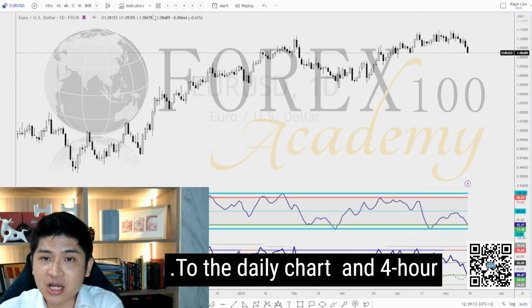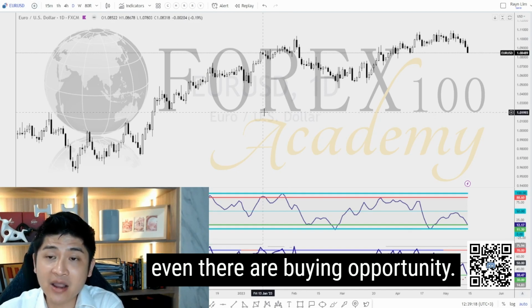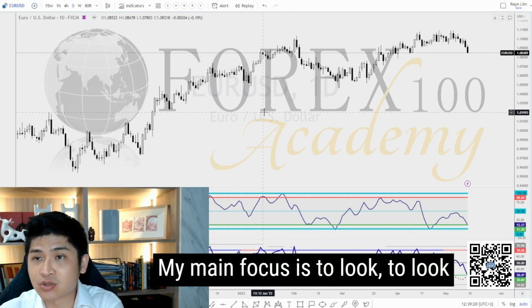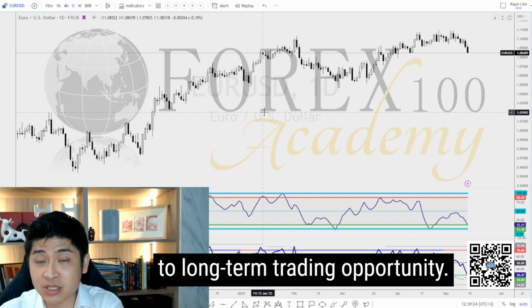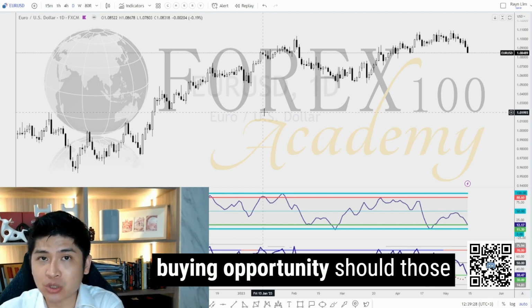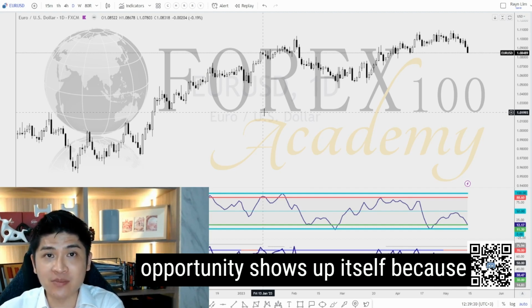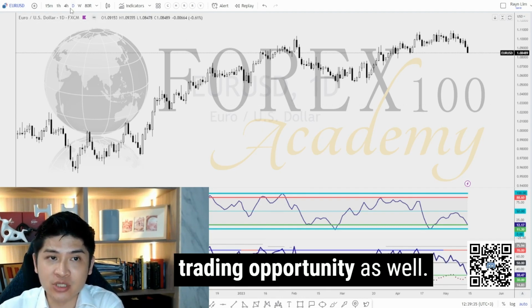Going to the daily chart and 4-hour chart, as the time frame goes lower, even if there are buying opportunities, my main focus is to look for a selling opportunity for a mid to long term trading opportunity. That doesn't stop me from taking any buying opportunity should it show up, because I can use it as a counter trend trading opportunity as well.